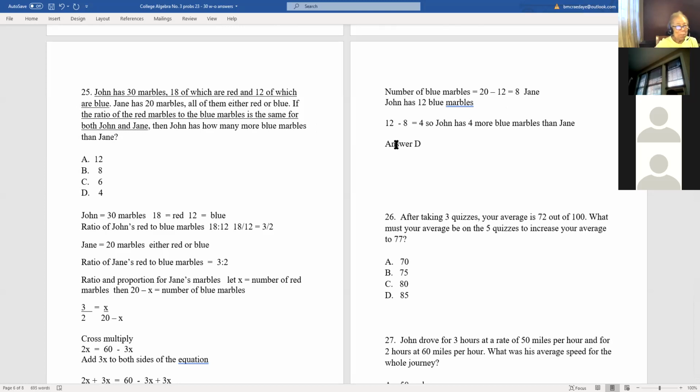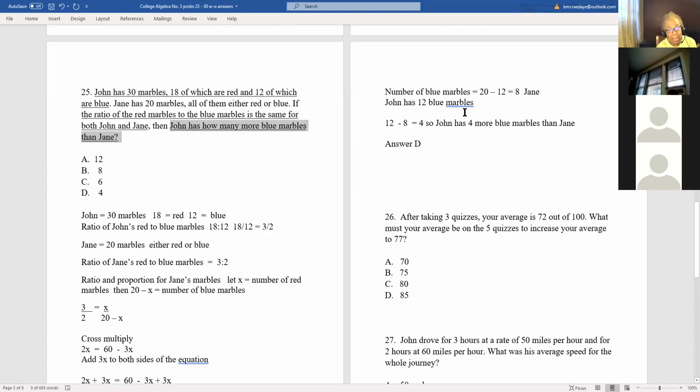Where are you getting the 12 from? Because you've got to answer that question. It says, John has how many more blue marbles than Jane? That's the question you want to answer. So you've got to know John's number of blue marbles and Jane's number of blue marbles, and get the difference, which is what we did. 12 for John, 8 for Jane, difference subtracted, difference is 4. So John has 4 more blue marbles than Jane.